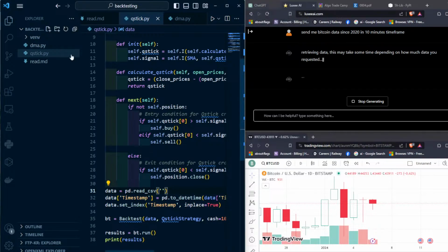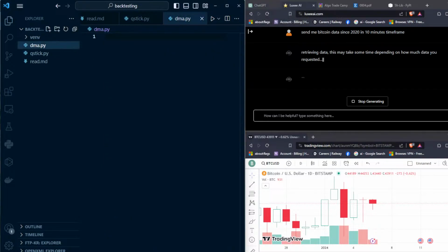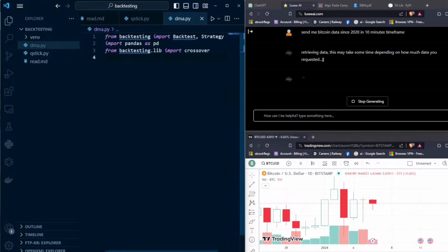So we said that we will implement the dual moving average backtesting. Backtesting this strategy. Okay. So we will pretty much need the same things, but we will need something called crossover. So let me copy paste it. As before, we have the backtest, we have the strategy, we have the pandas data frame, we have the crossover.